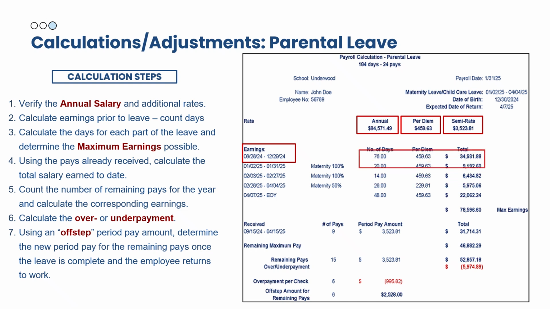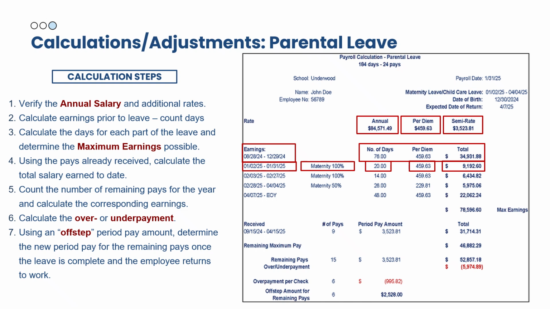The number of days are counted and multiplied by the per diem rate to obtain the total earnings for that period. Next, we note the date span for your first 20 days of leave, which are paid at 100% by the district. Counting the days and multiplying by the per diem rate yields the total earnings for this portion of the leave. We repeat this action for each segment of the leave.